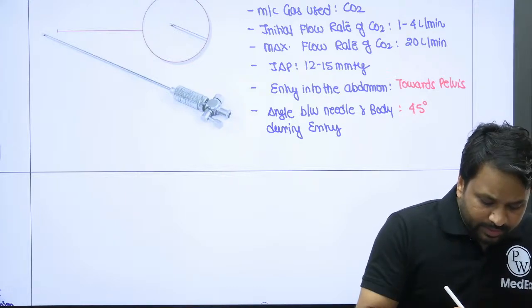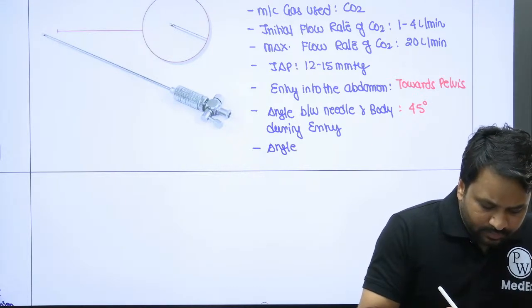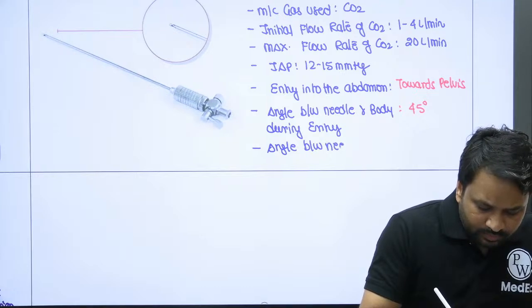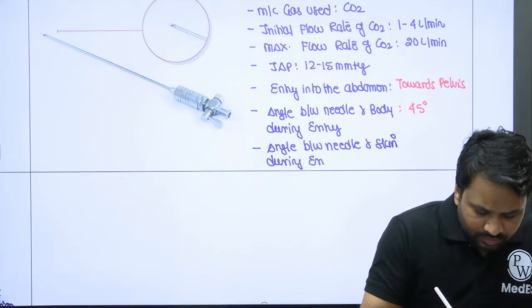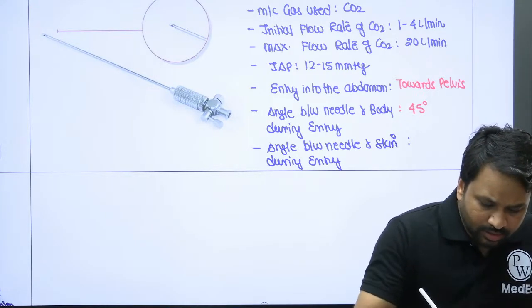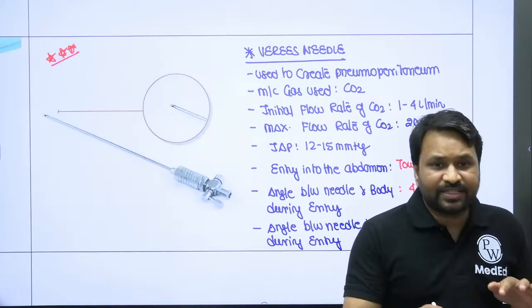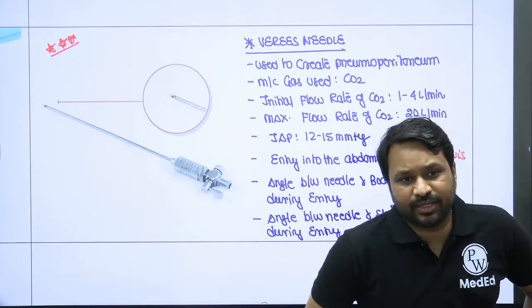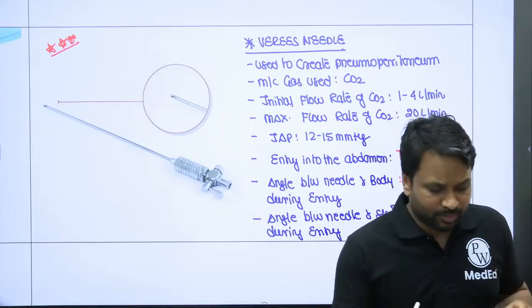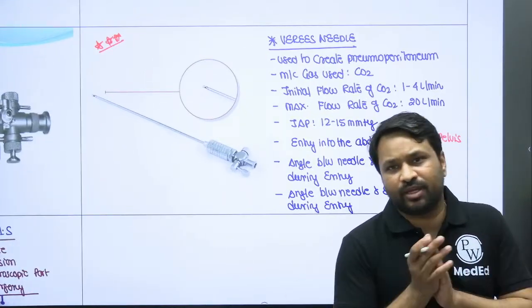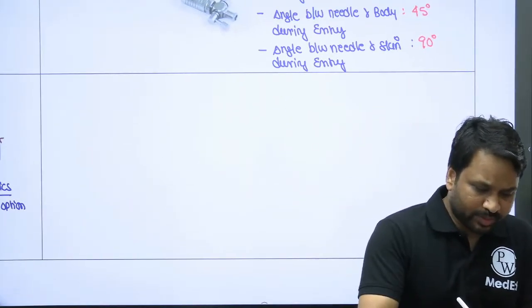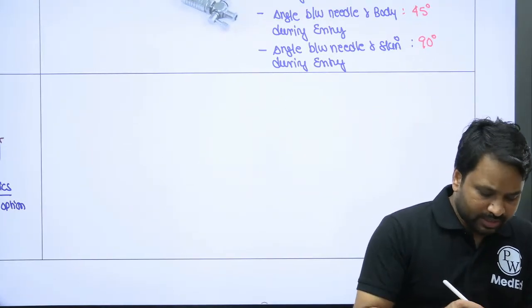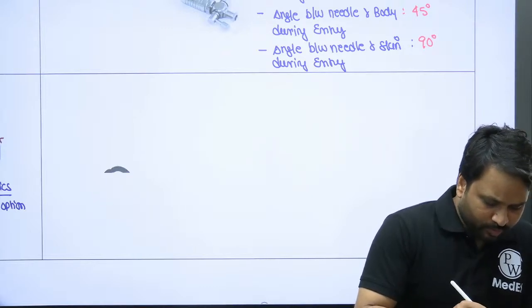But the angle between the needle and the skin during entry is going to be 90 degrees. Every single point that I've mentioned about the Veress needle is going to be very, very important from our exam perspective. Now, in your previous exam, INI-CET, what did they ask you? They asked you about laparoscopic ergonomics. I do believe it is overhauled from an undergraduate point of view, but let's understand this.